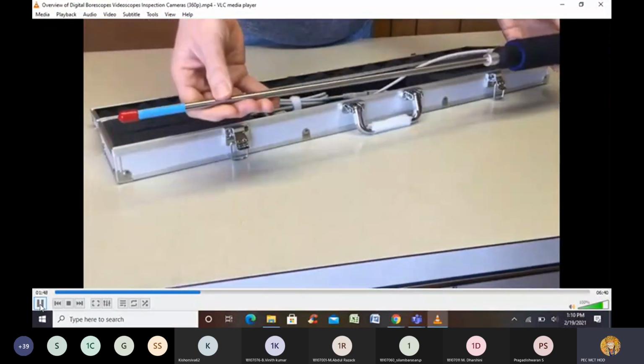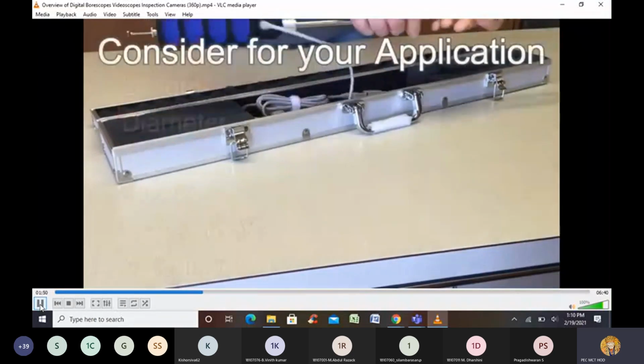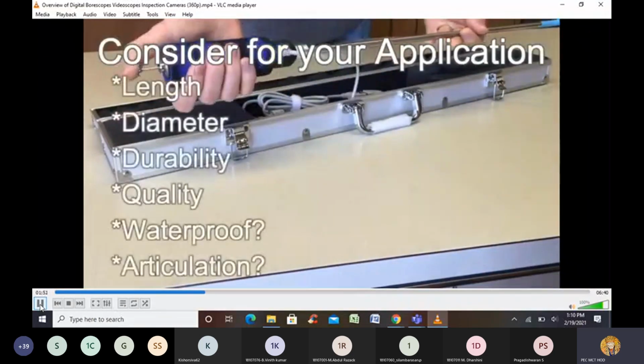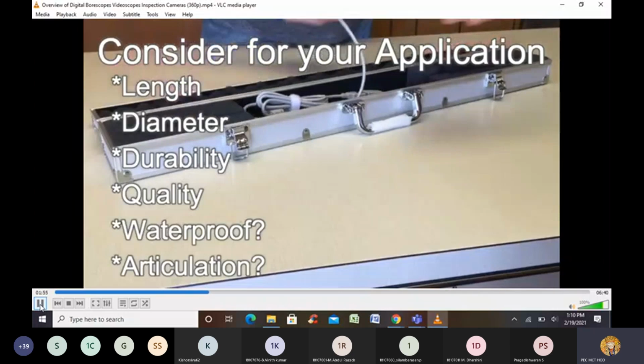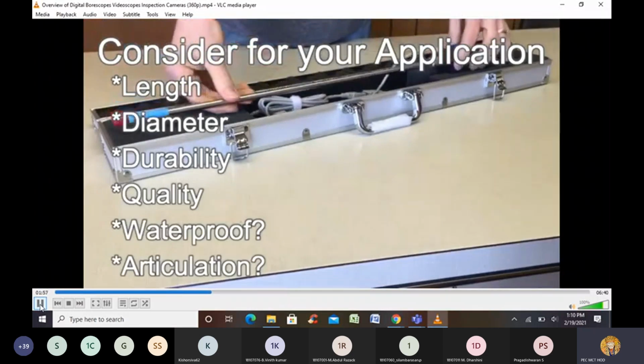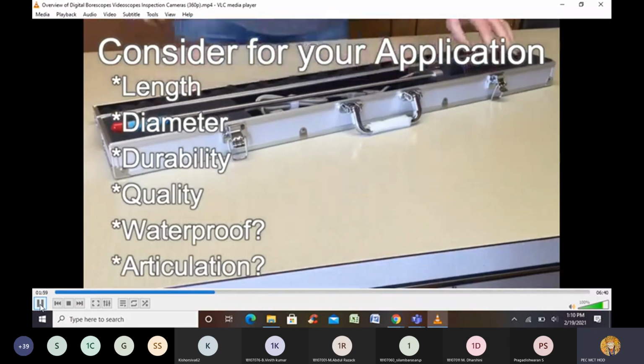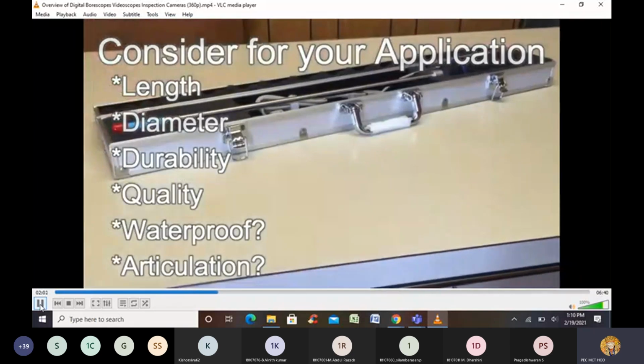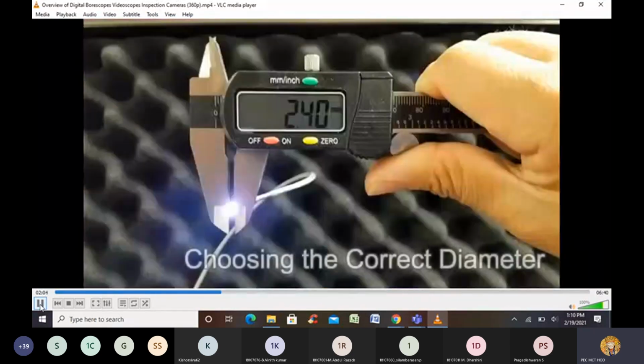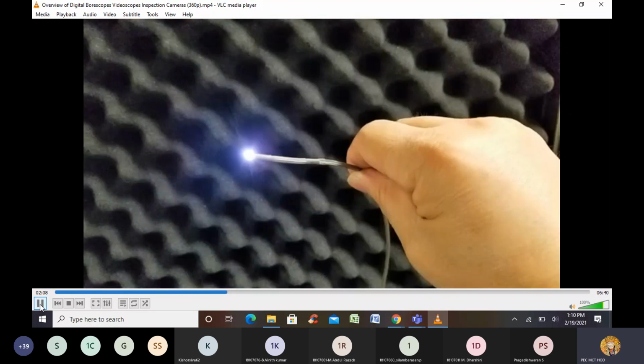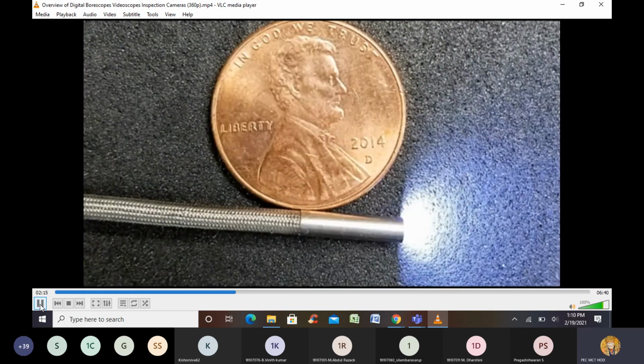Your application will determine the features your borescope will require. Things you need to consider are length, diameter, durability and quality, and other factors such as whether it needs to be waterproof or oil-proof, among others. Choosing the diameter size will be factored by the size of the bore or opening that you will be looking into. Smaller diameters have the advantage of getting into smaller and tighter spaces. The disadvantage of the smaller diameter in some cases is that they may be less bright due to the smaller probe housing.